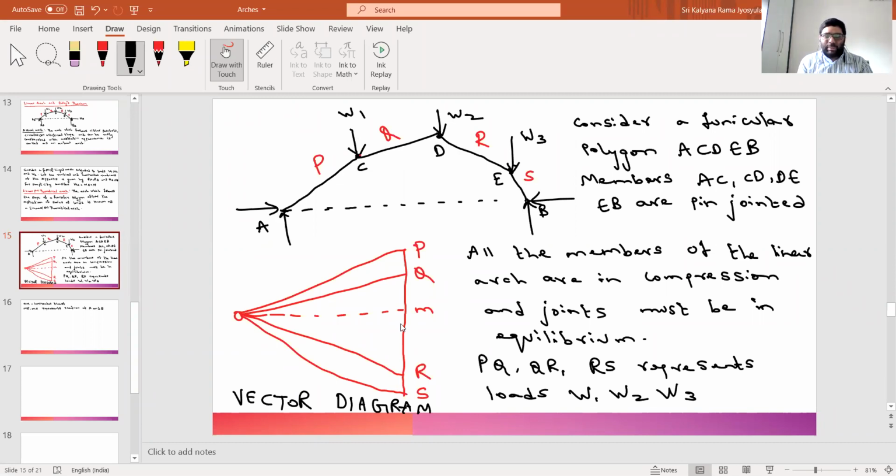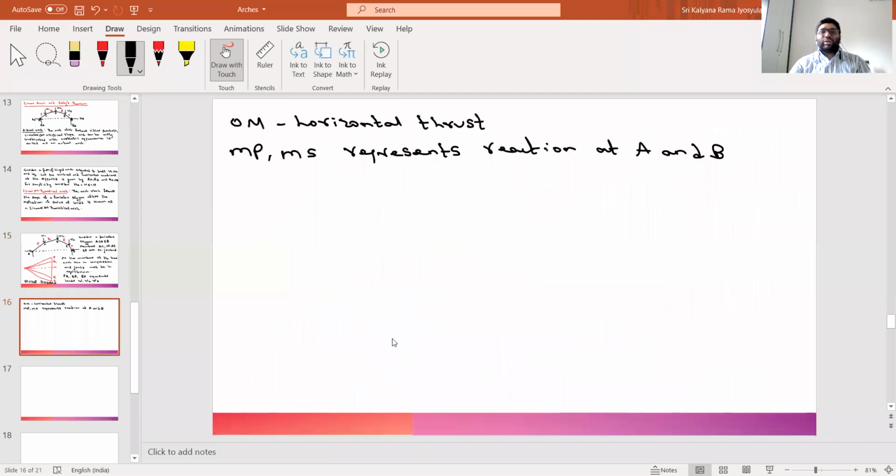And from A to C, that is the center point. If you take this as the origin of this vector, from this top portion till Q it is the reaction at A, and the bottom point will be the reaction at B. So this is just a vector representation.